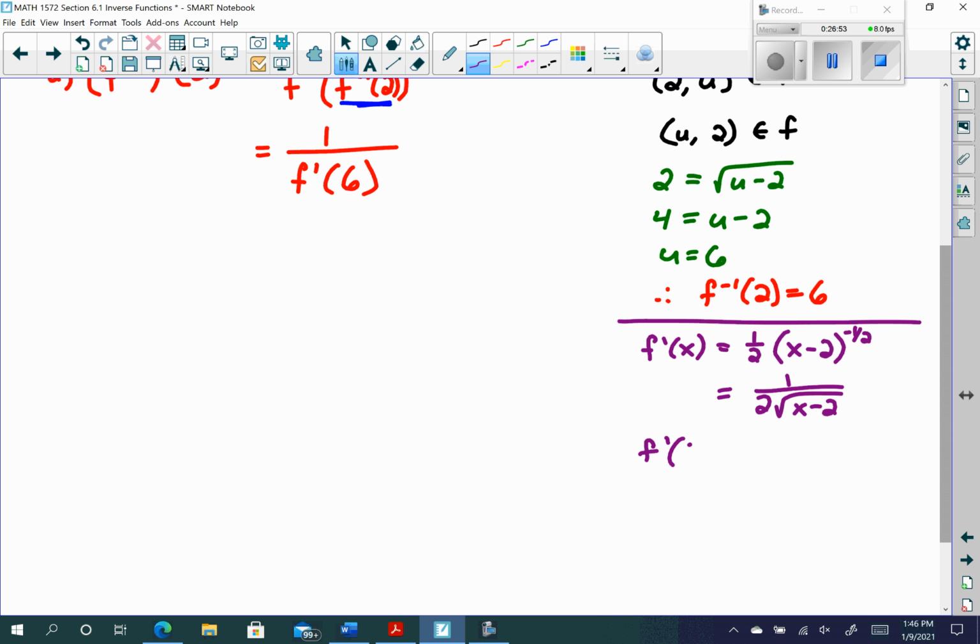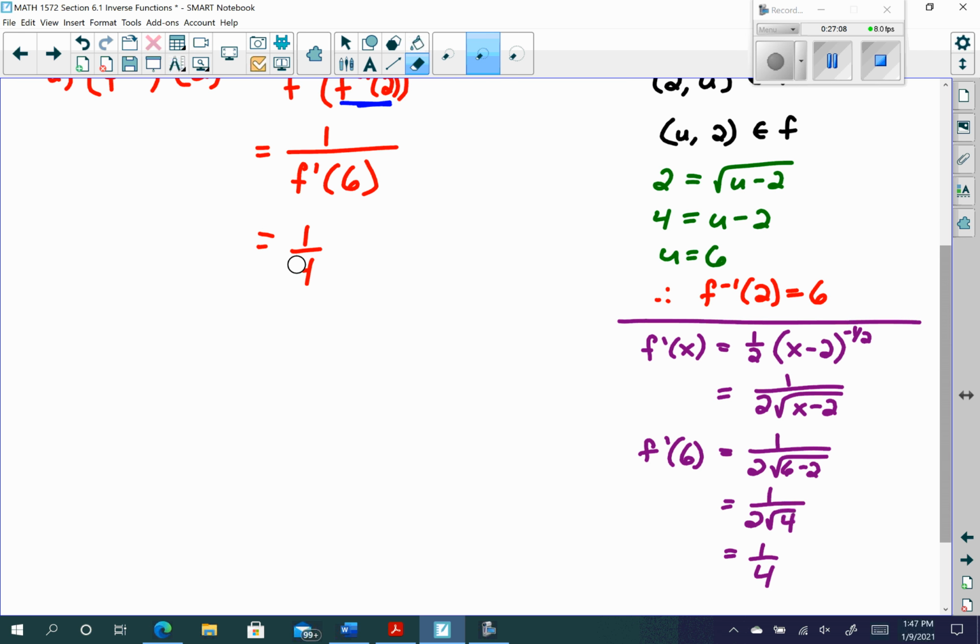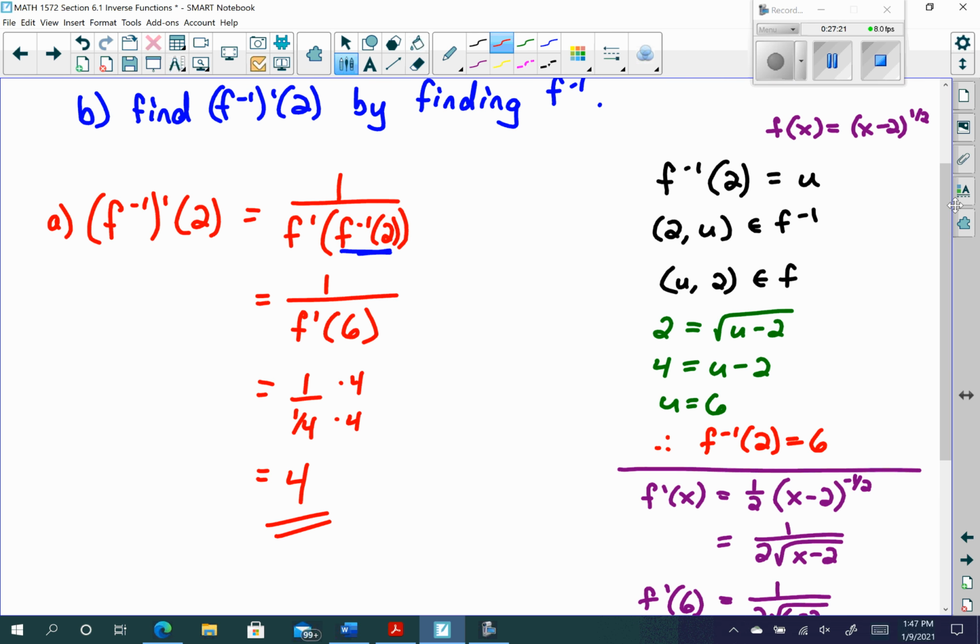So f prime of 6 becomes 1 over 2 times the square root of 6 minus 2. We get 1 over 2 times the square root of 4. That's 2 times 2, so we get 1/4. So my final answer is 1 over 1/4. And that's like multiplying top and bottom by 4, so it's really the reciprocal, so we get 4. Right, so that's following the rule for the derivative of an inverse.